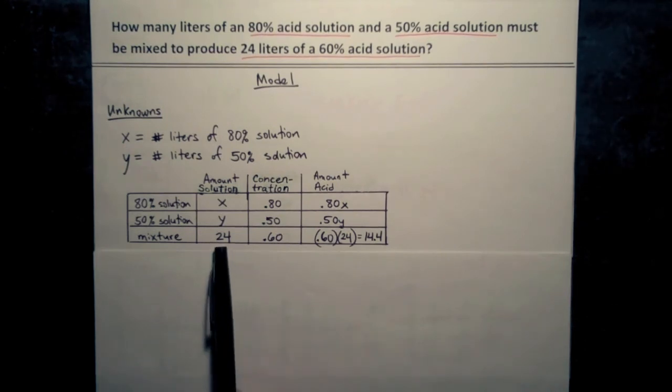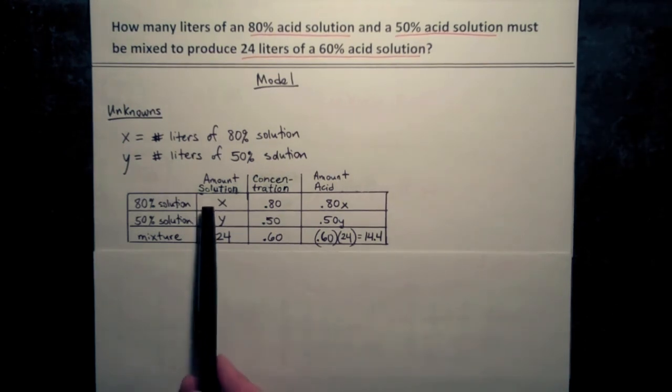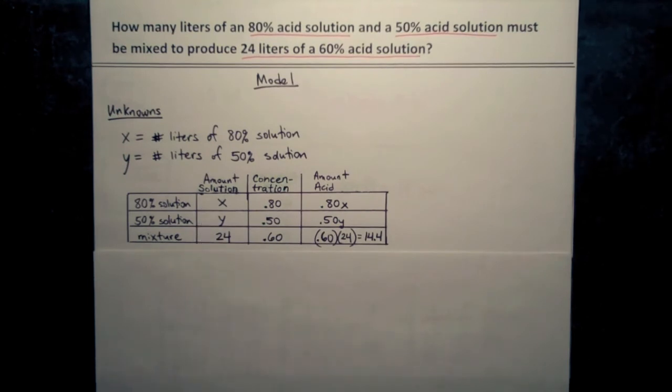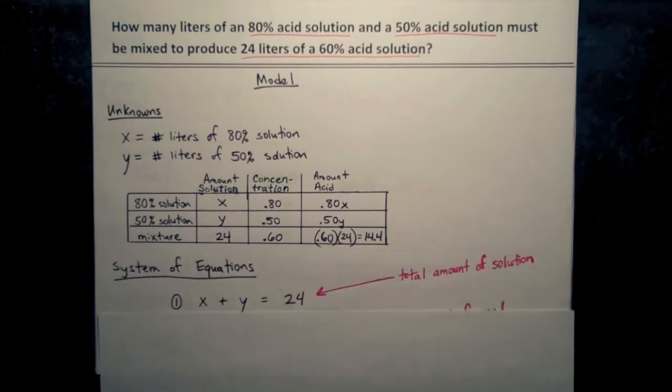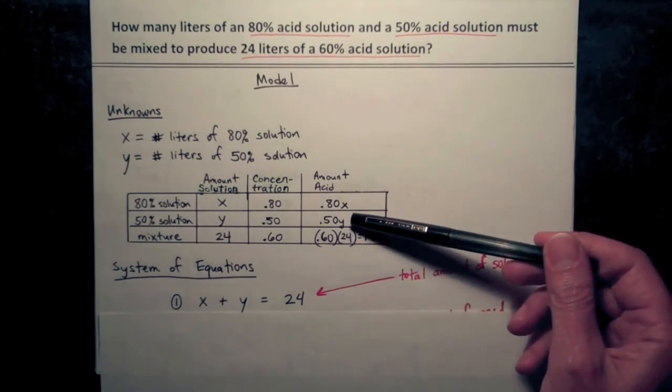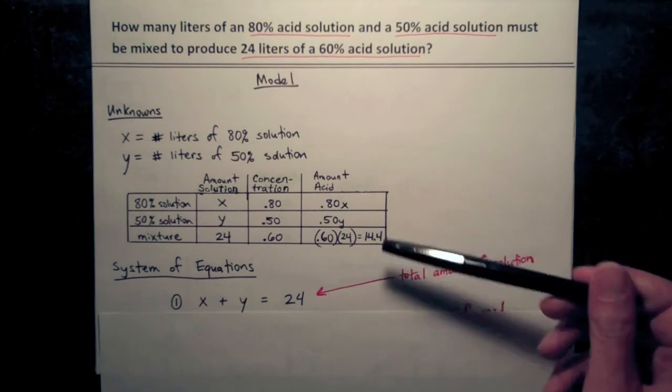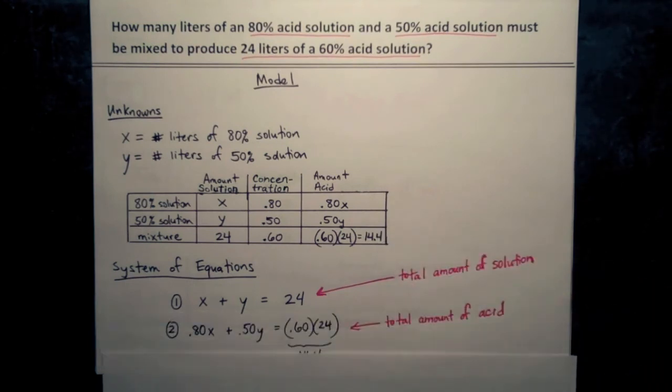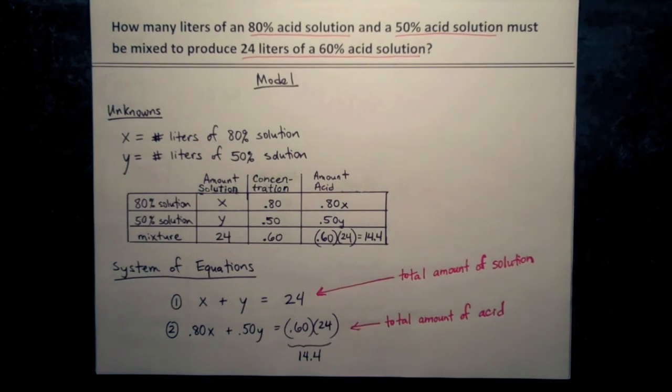And we're going to get two equations for this. The sum of the two amounts has to equal the amount in the mixture. That's our first equation for the total amount of the solution. And secondly, the sum of the amounts of acids in the solutions has to equal the amount of acid in the mixture. Now all we have to do is solve this system of equations.